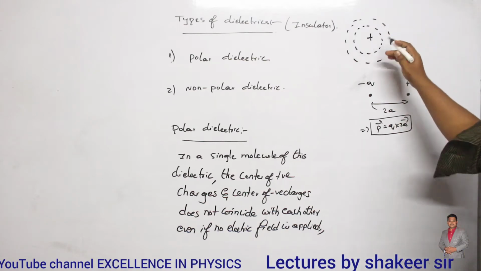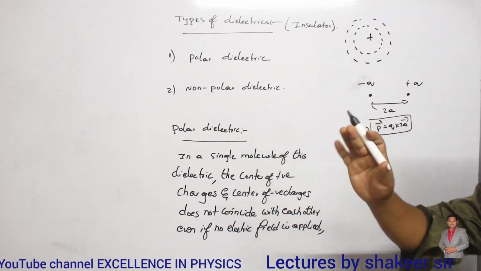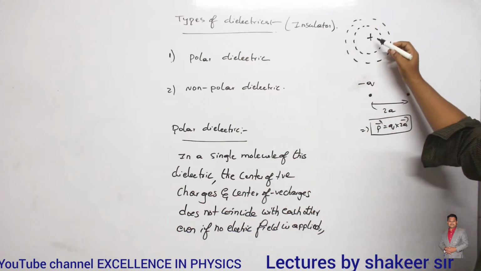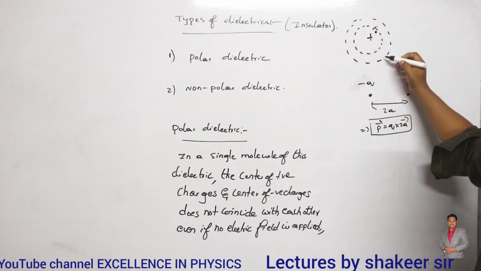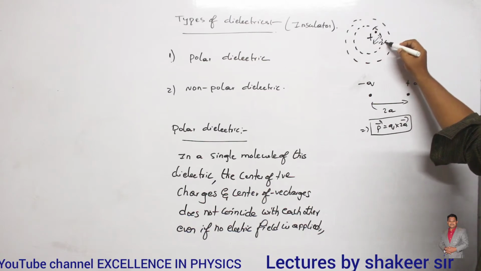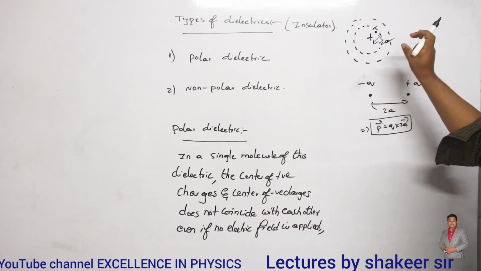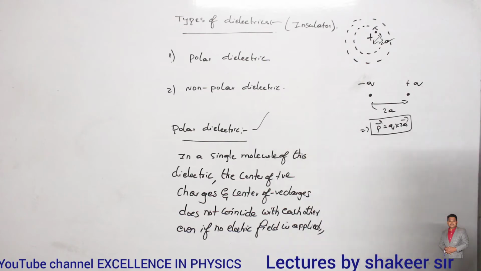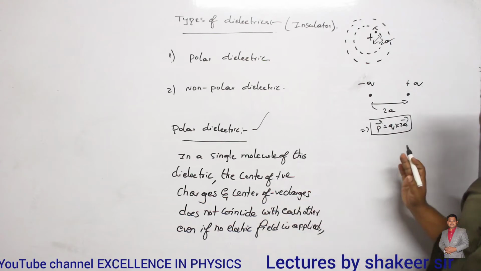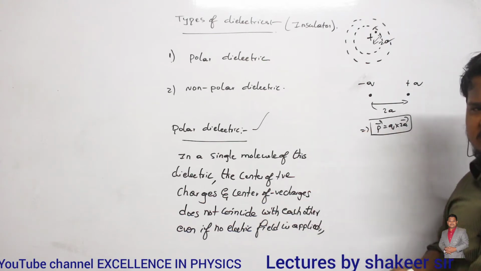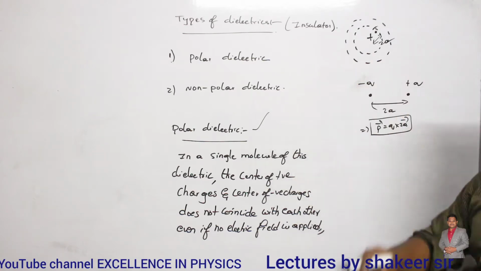So here also this molecule is giving some net dipole moment. Why? Because the positive charge and negative charge are not coinciding with each other. The total positive charge center is present here, and the total negative charge center is present somewhere here, separated by a small distance of 2a. This type of naturally occurring molecule which has a natural dipole moment, we call a polar dielectric. Polar dielectric means even if you don't apply any electric field, the molecules will have a natural dipole moment, because the centers of positive and negative charges are not coinciding.